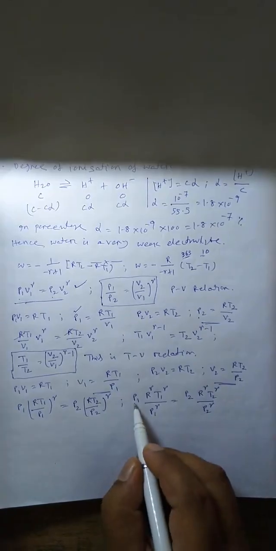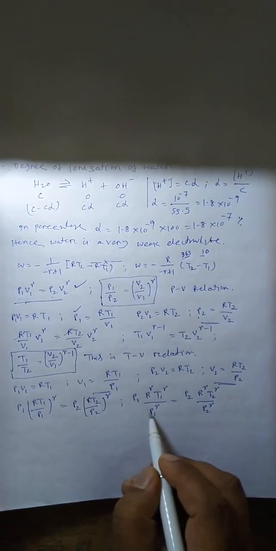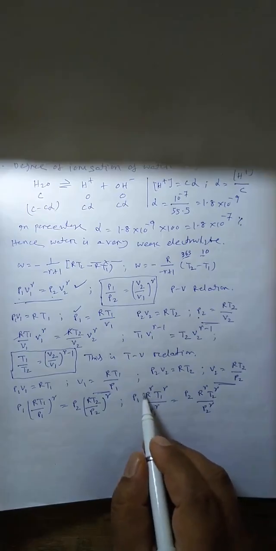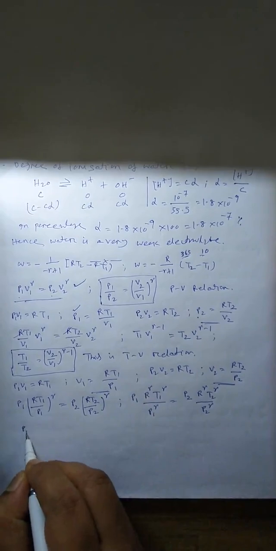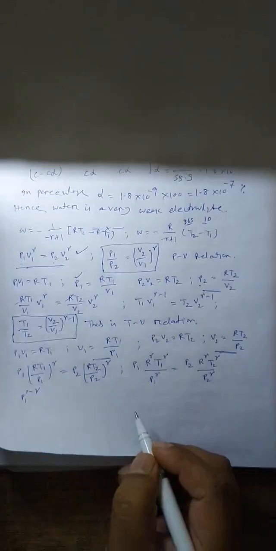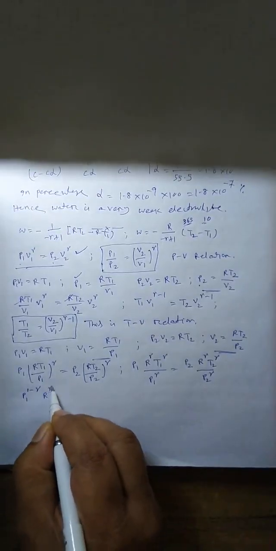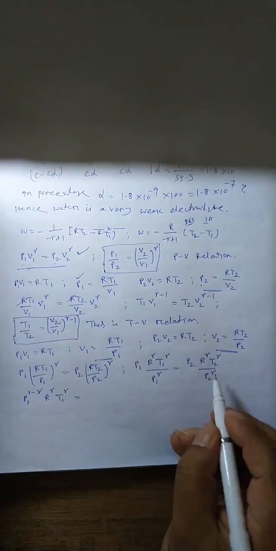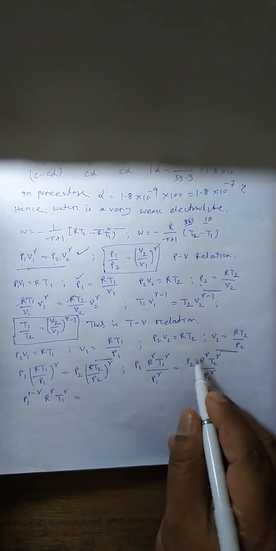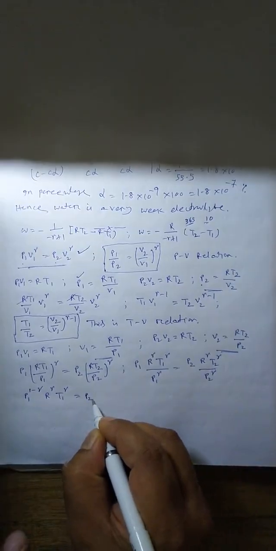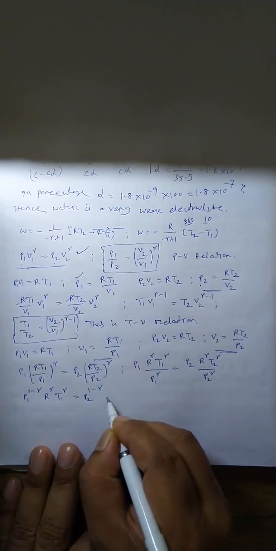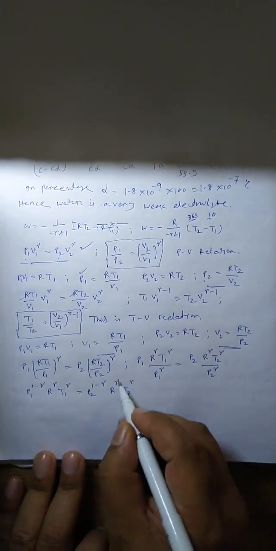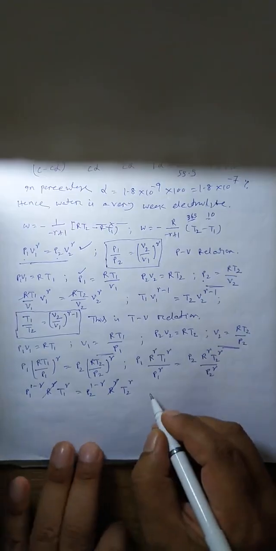No problem. Here you see it is base P1, both bases are the same. So here it is 1, here it will be gamma. When you go up minus gamma, it becomes P1 to the power 1 minus gamma, R to the power gamma, T1 to the power gamma. In this case also, P2 to the power 1 minus gamma, R to the power gamma, T2 to the power gamma. This one cancels, both sides are the same.